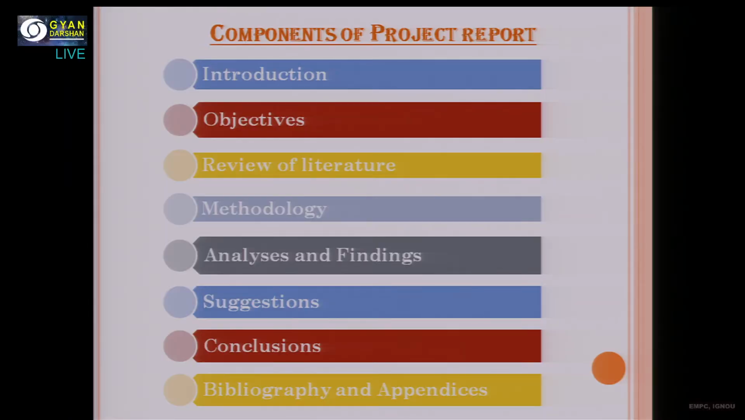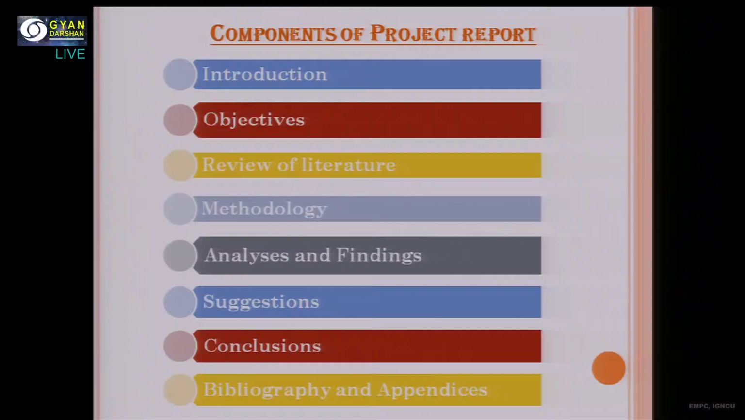Then you should write a few reviews of literature. That means you should mention here some of the works which have already been done by other persons in the area of your work. Those are the references you have to mention here in the review of literature. You should mention at least 15 to 20 reviews of literature.